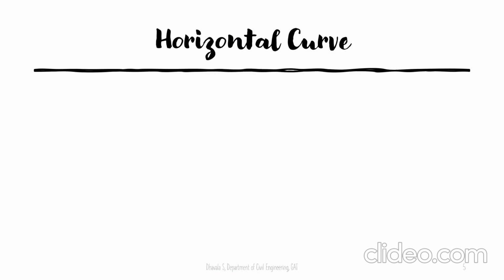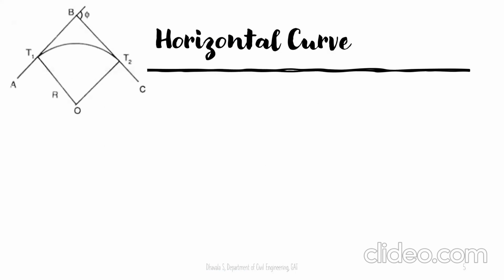Let us see how each different curve looks in the horizontal plane. This is a simple curve. A simple circular curve is where you have two straights and you are supposed to set a curve between these two with just one radius. This R represents the single radius, and T1, T2 represents the simple curve. So this is our simple circular curve.